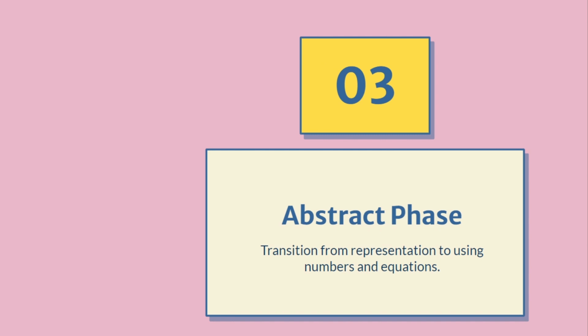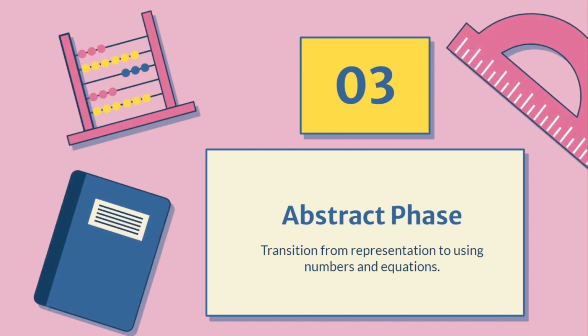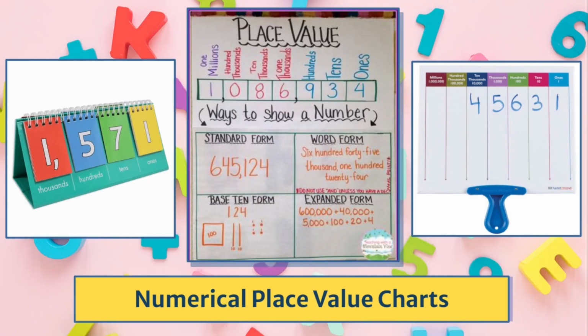For the final abstract phase, students are going to transition from representation, like in the last phase, to using actual numbers and equations. So here you can see some examples of these numerical place value charts, such as the one in the middle that has kind of an expanded approach to place value, showing you the different forms a place value chart can take on and the different kind of ways to explain or write that number.